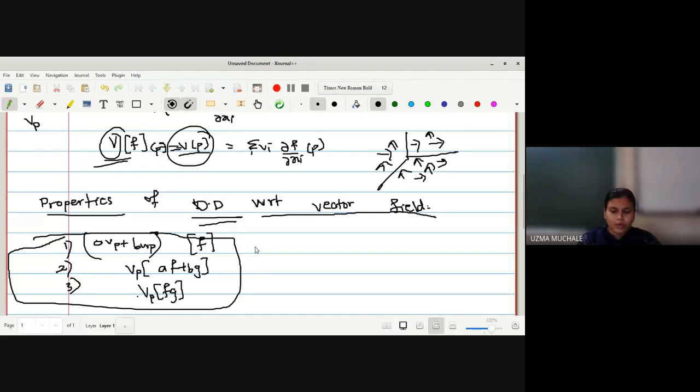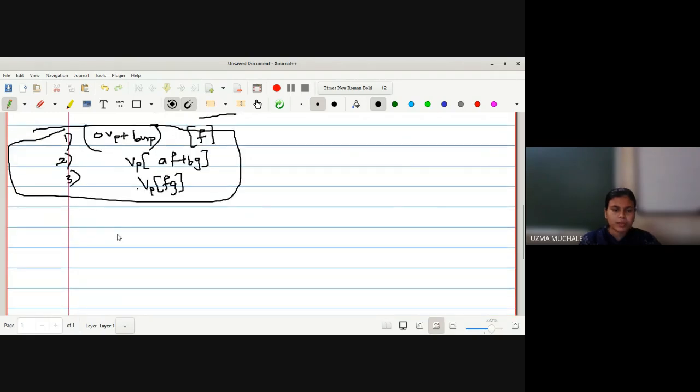Okay, let us go for the next properties. That means we have to see now the properties of a directional derivative with respect to a vector field. We have already seen the properties of directional derivative with respect to a tangent vector, right? If you remember, we have written some assumptions where f and g are real valued functions, vp and wp are tangent vectors, a and b are scalars, and with the help of that, we have proved this property.